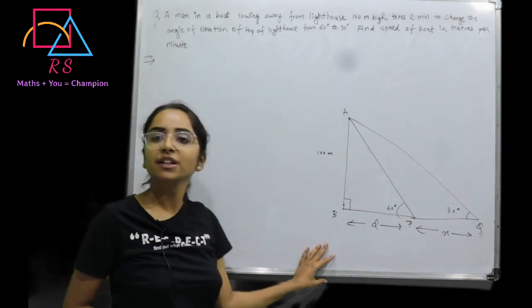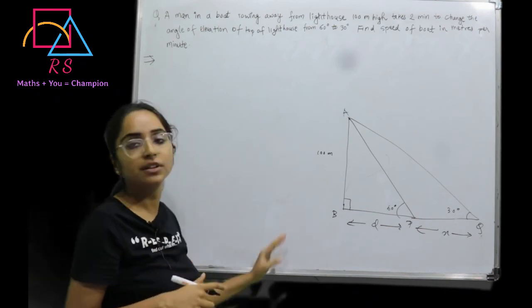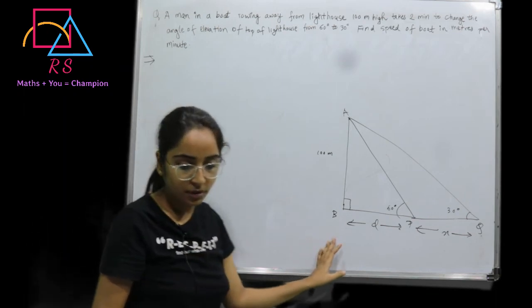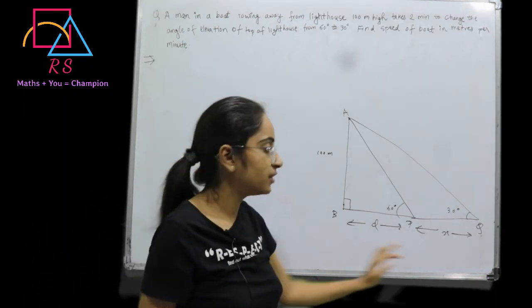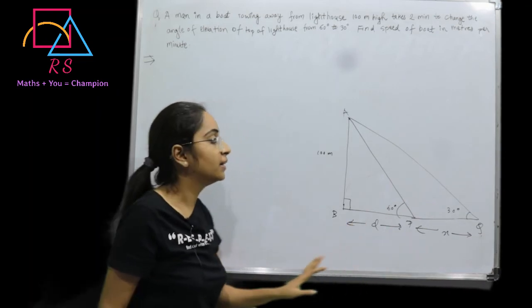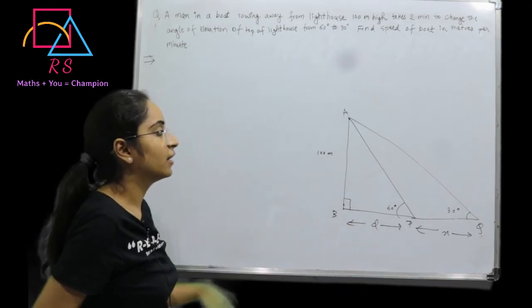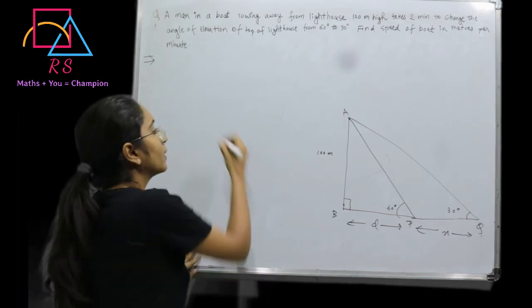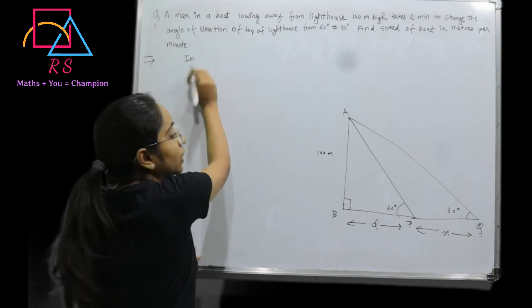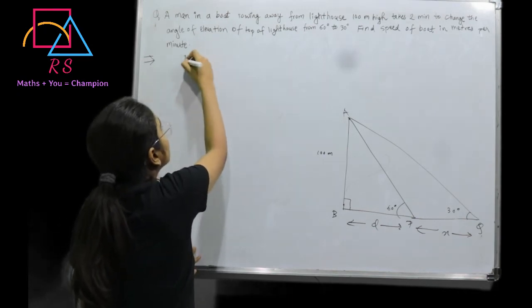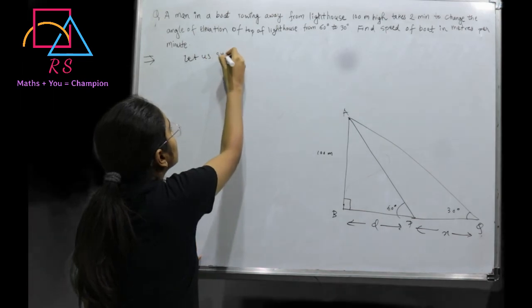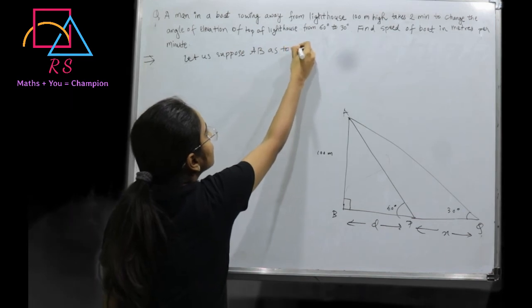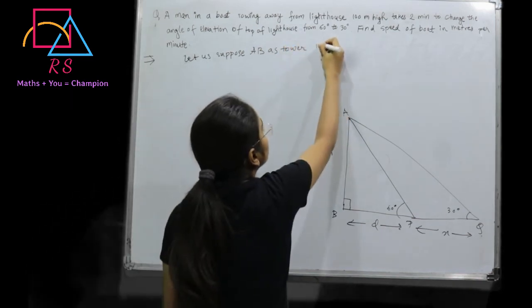So if we need to find the speed, I know the time which is given in the question, I need to find the distance. So I'll first find the value of x, which is the distance, and thus I can find the speed. So I'll try to find out the value of x. First write the given values, simultaneously solve the equations and get the result. So in triangle, so I'll first write the given values. Let's suppose AB as tower, which is 100 meters high.